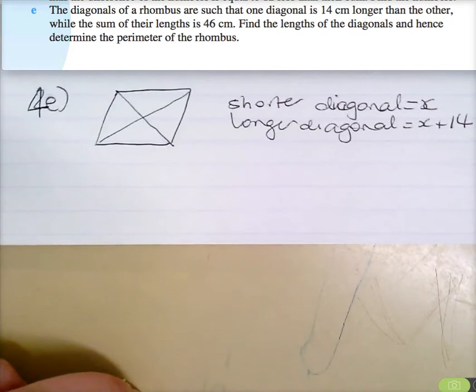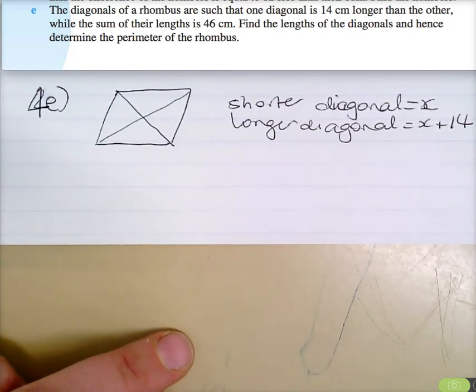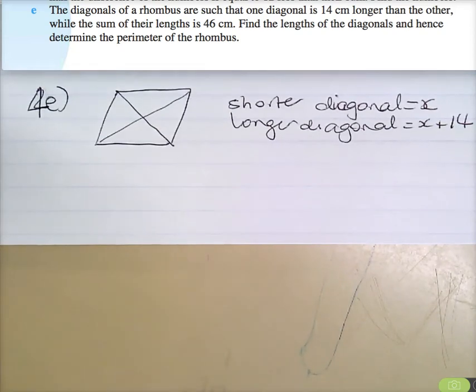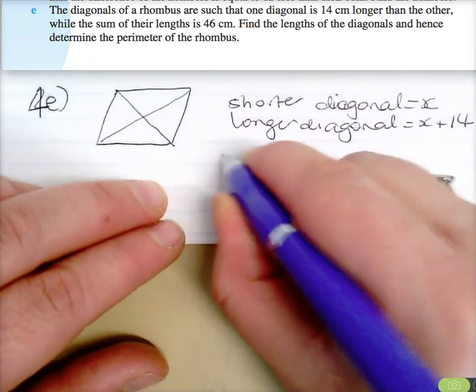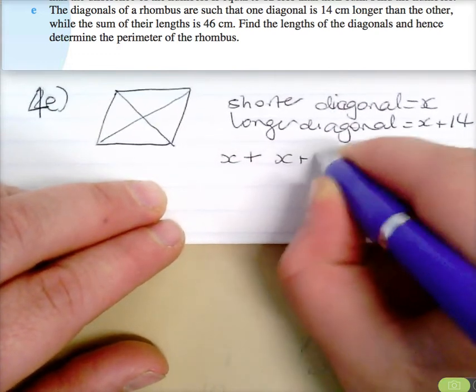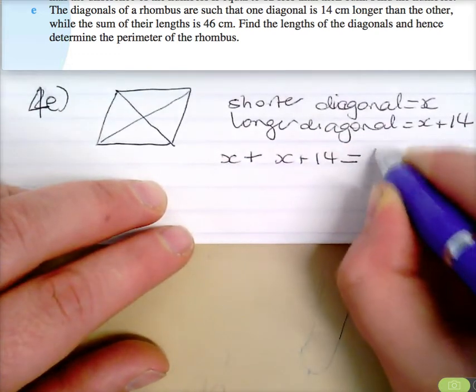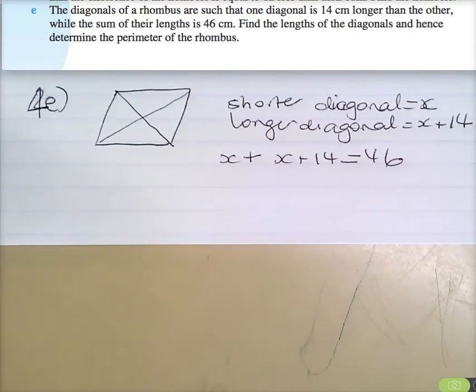Oh, this isn't hard. So the diagonals of a rhombus are such that one diagonal is 14 centimeters longer than the other, and the sum of their lengths. The sum of the lengths of what? The diagonals. So x and x plus 14 is 46. Easy. Sometimes, girls, it's easier to use the 1.